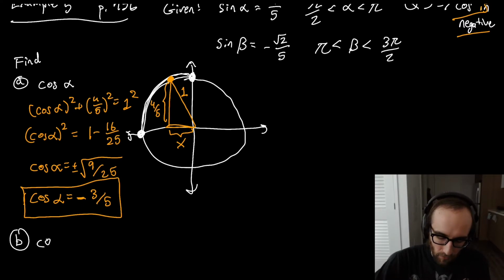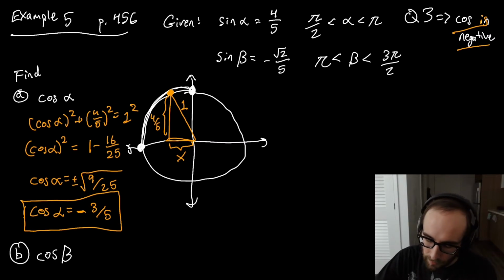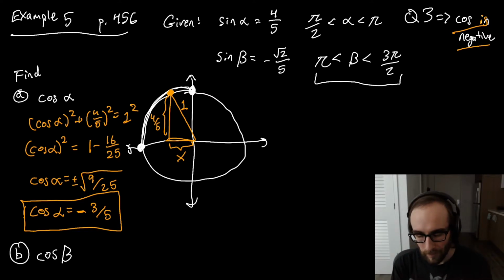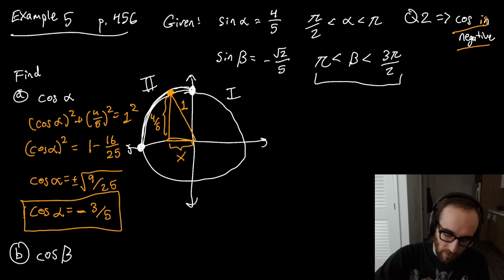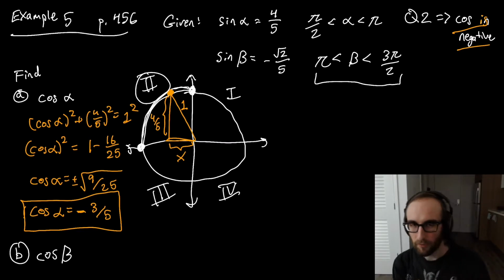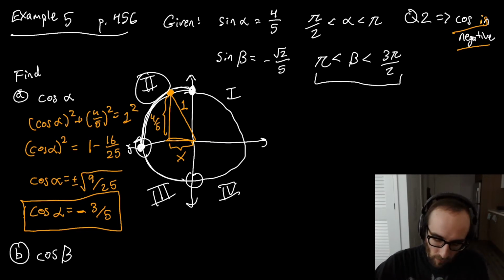Letter B, we're being asked to find cosine of beta. In this case, we are given some information about beta. We know that beta is in between pi and 3 pi over 2. What this tells us is that we're in quadrant, in the previous problem I said quadrant 3, I actually meant quadrant 2. I made a mistake about this. Here we have 1, 2, 3, 4. So quadrant 2 for letter A. For letter B, we end up in quadrant 3. We're in between pi and 3 pi over 2. So somewhere in here. Okay, quadrant 3.